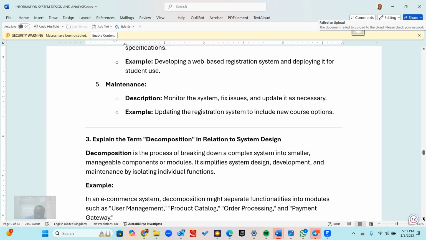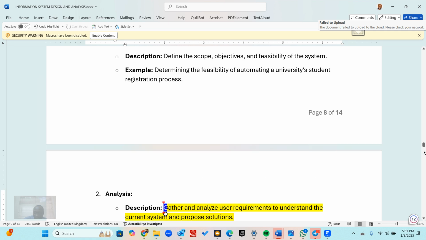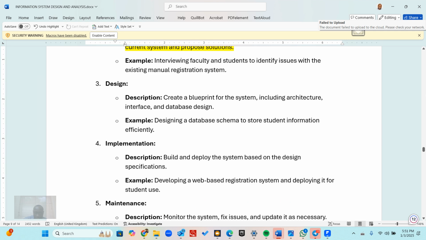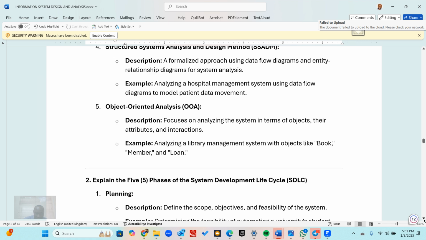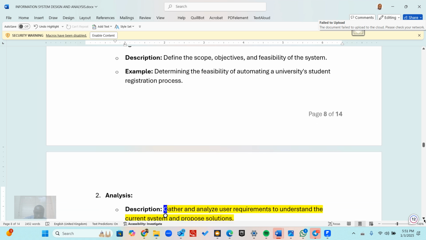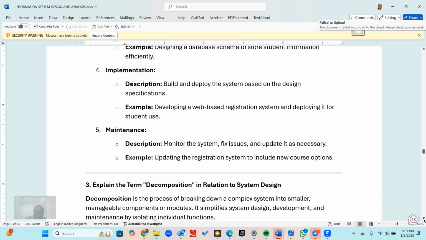So this is it for SDLC, right? If I'm correct, that is it for SDLC, System Development Lifecycle. You plan, 1, 2, you analyze, 3, you design, 4, you implement, and then you maintain.